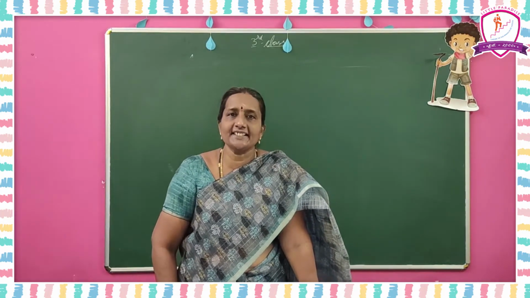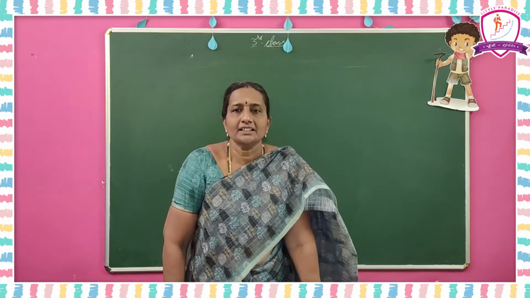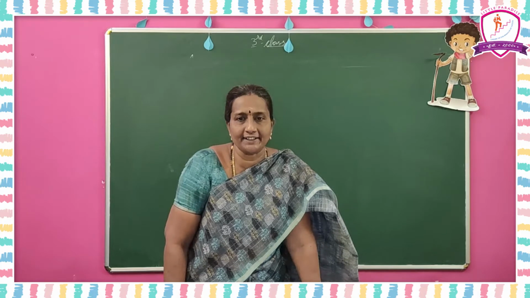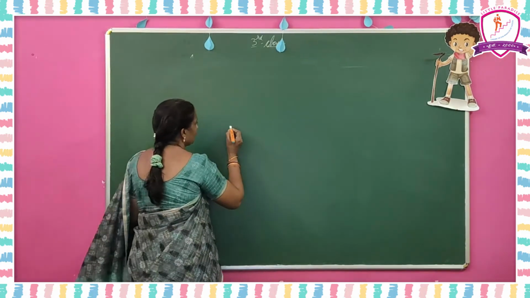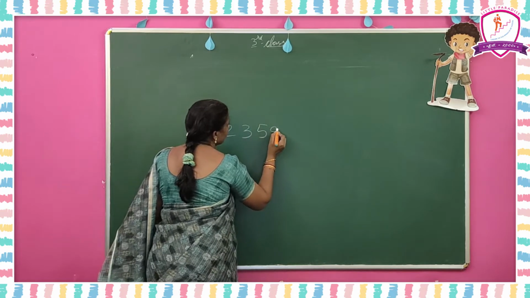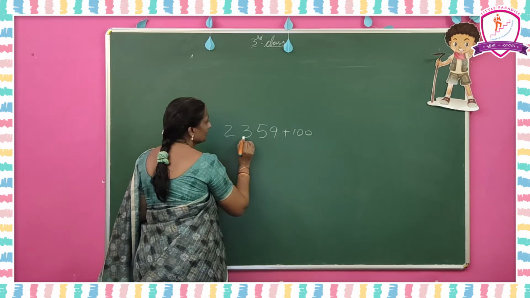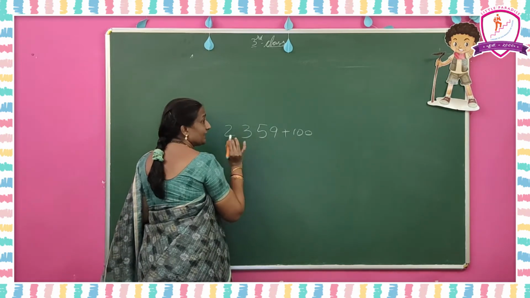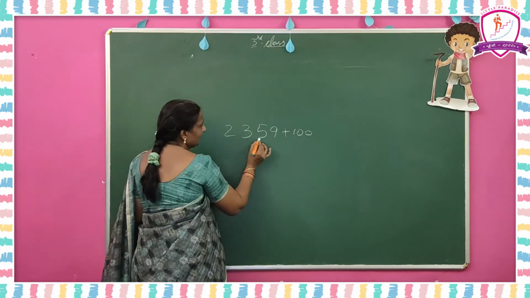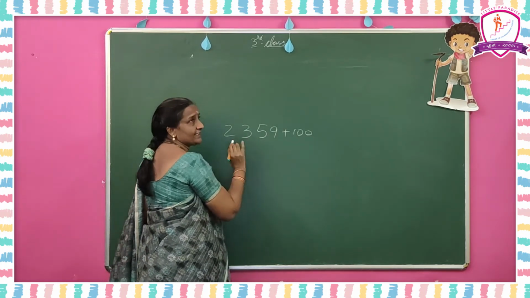The third: when 100 is added to any number, the value of the digit at hundreds place is increased by 1. For example, 2359 plus 100. Here 100 is added to 2359. Then what will happen? The remaining digits are same and the number in hundreds place is increased by 1.